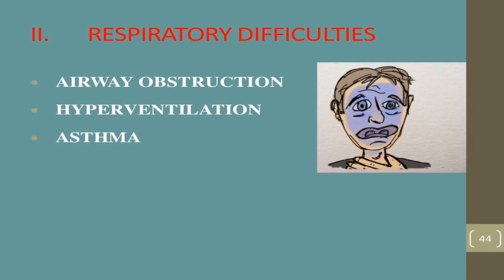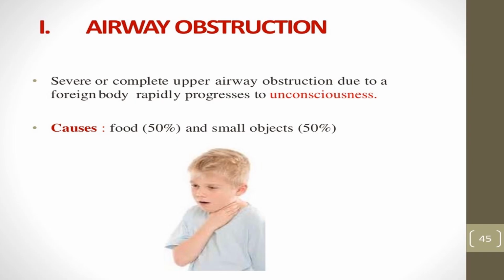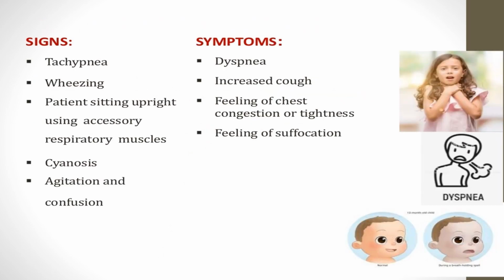Respiratory difficulties: airway obstruction, hyperventilation, asthma. Airway obstruction: severe or complete upper airway obstruction due to a foreign body rapidly progresses to unconsciousness. Causes: food, 50%, and small objects, 50%.